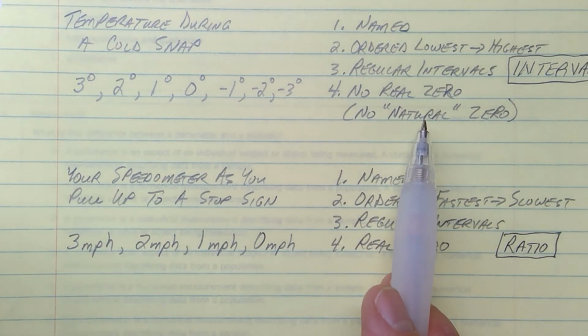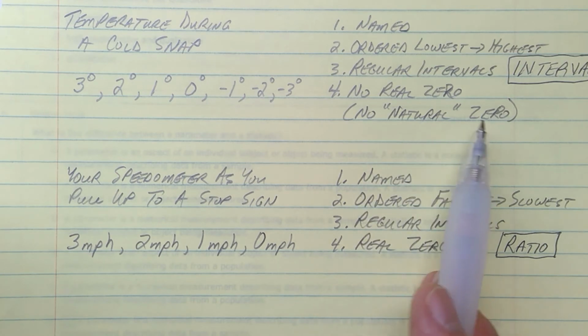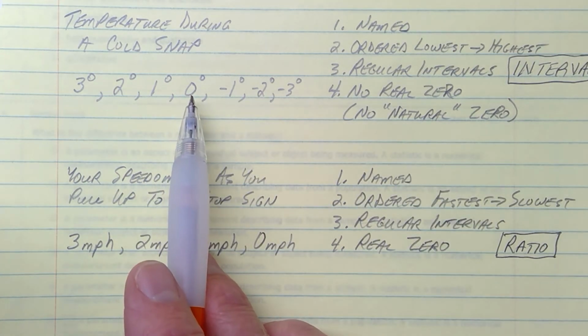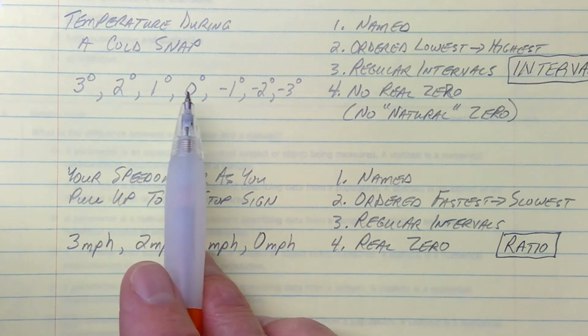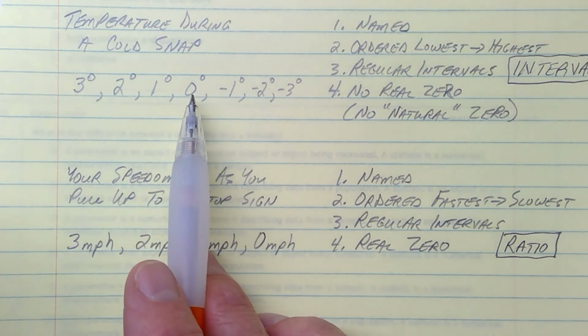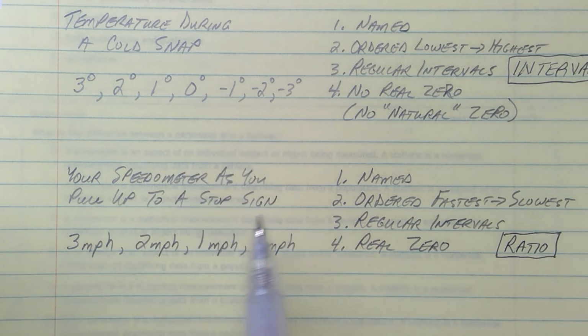We also call it a natural 0. So there's not a natural 0. This is kind of like just another number, all right? 3, 2, 1, 0, -1. There was nothing special about 0. It's just another number, okay?